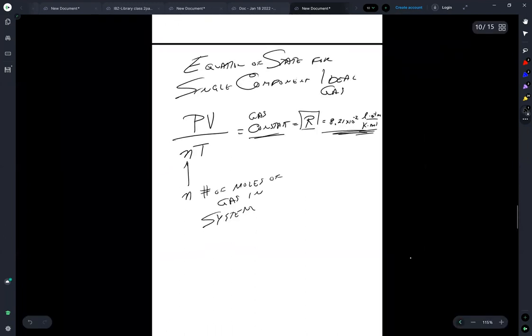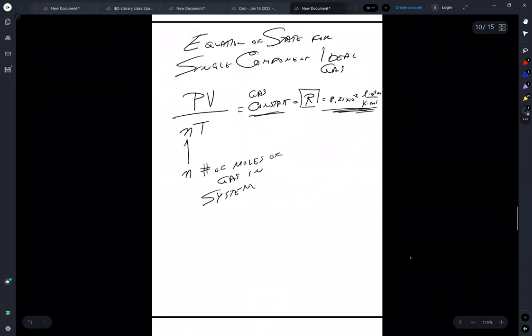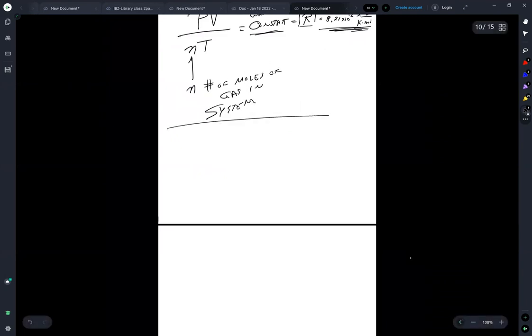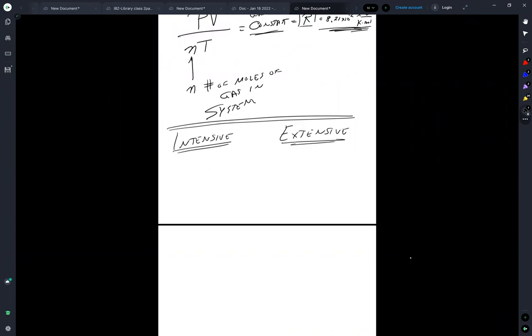Okay, a couple final comments. As long as we're on this, continuing our discussion of definitions, you can have intensive or extensive variables. Intensive variables are independent of the system size. Extensive is, well, the opposite.